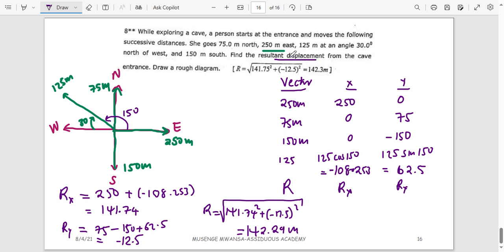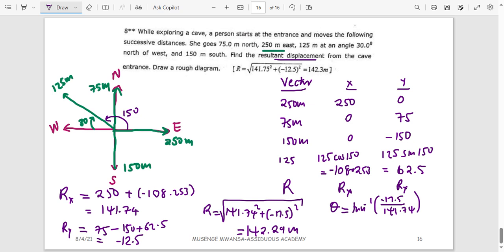The question was saying find the resultant displacement. So this question was specifically saying displacement. But if they said find the resultant vector, please, a vector should have both a magnitude and direction. So always don't forget to include the angle. Theta is going to be tan inverse of the y component, which is negative 12.5, over the x component, which is 141. You know why? If you don't put the angle there, you are going to get few marks.